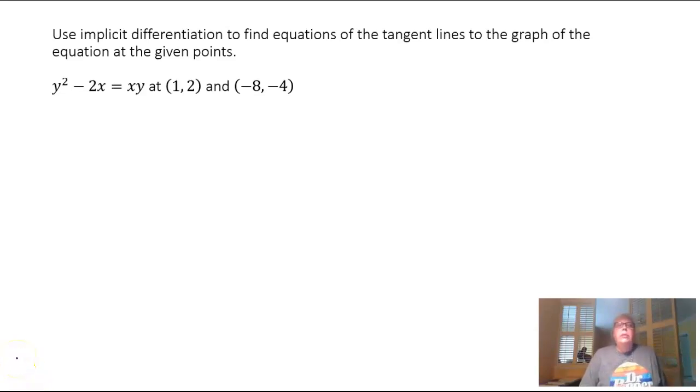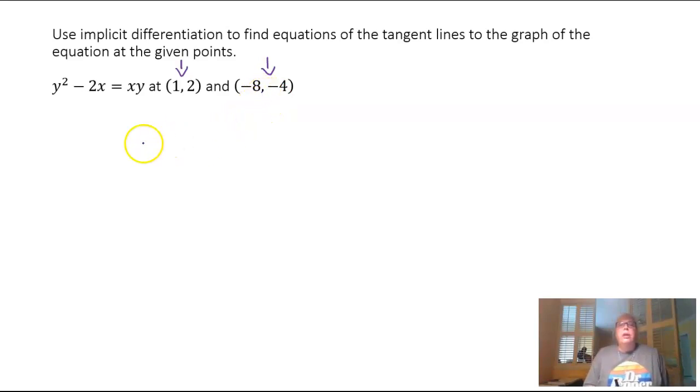Okay, so what I'm going to do here is show you how to find the equation of a tangent line using implicit differentiation. Up here we have the equation y squared minus 2x is equal to xy, and we are going to find two equations for tangent lines. I'm going to find an equation for a line tangent at the point (1, 2), and then I'm going to find the equation for a line tangent at the point (-8, -4).